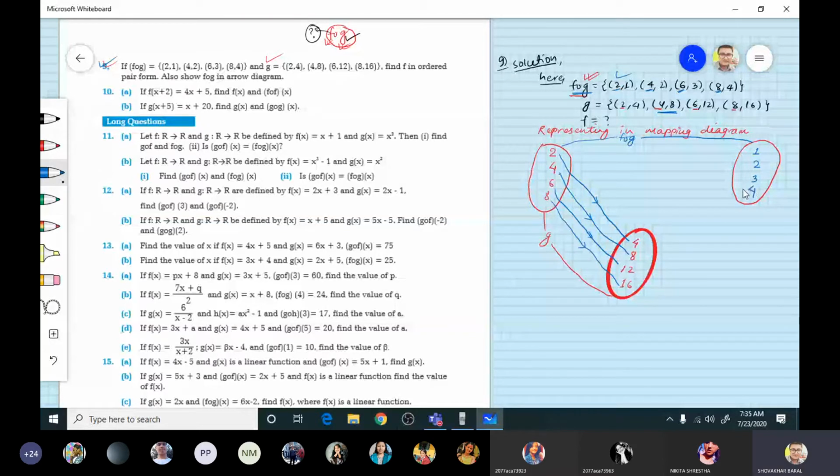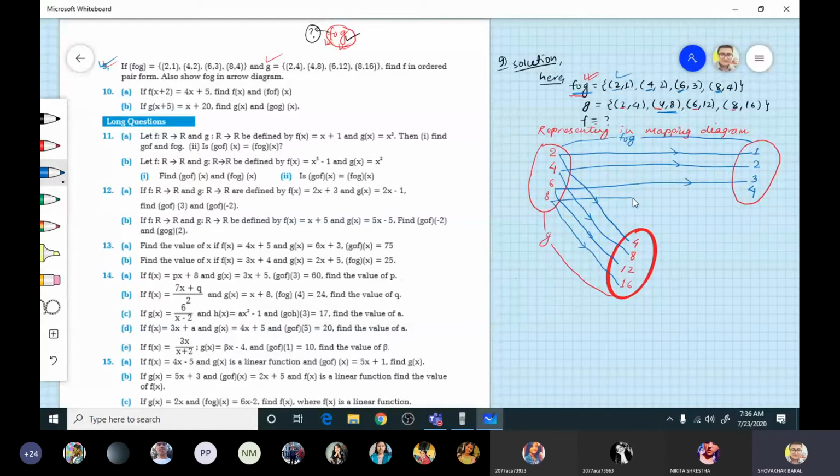Be very careful while drawing this arrow diagram. Don't get confused while mapping the elements here. So 2 is mapped with 1 in f composite g. So let me draw the arrow from 2 to 1. 4 will be mapped with 2. 6 will be mapped with 3, and then 8 will be mapped with 4. But our main task is to find the function f. Actually, this will be the function f.